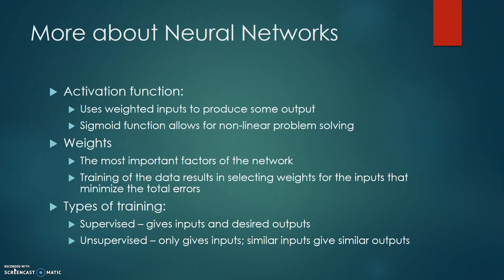So neural networks feature an activation function, which uses weighted inputs to produce some output, and sigmoid functions, which allow for nonlinear problem solving. And then the most important factors in the network are the weights, which kind of go around in the background. Training of the data results in selecting weights for the inputs that minimize the total errors. And the two types of training for neural networks are supervised and unsupervised.